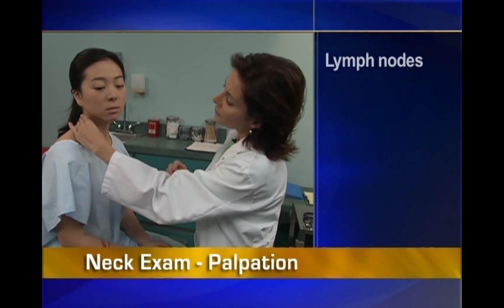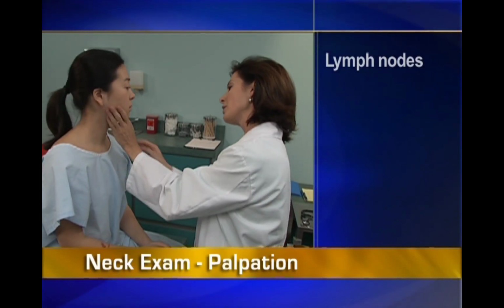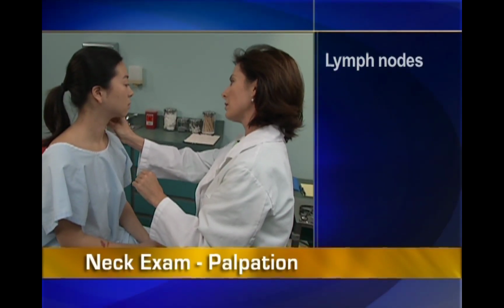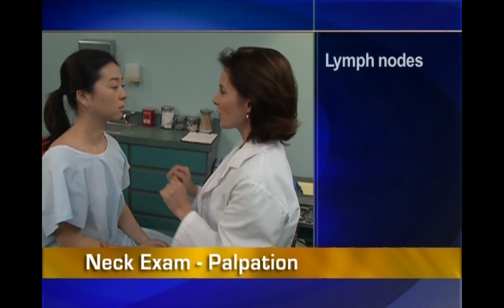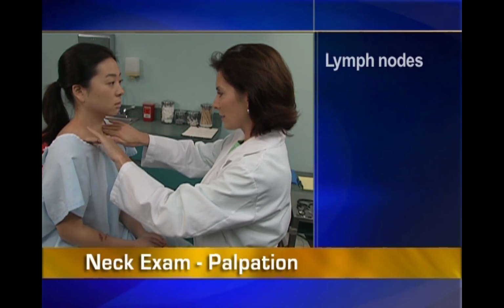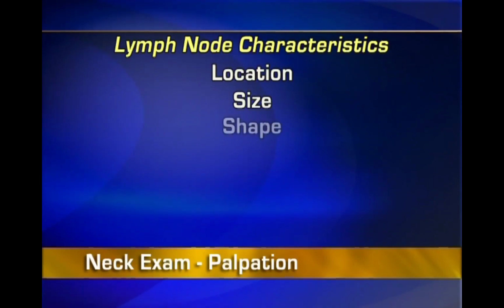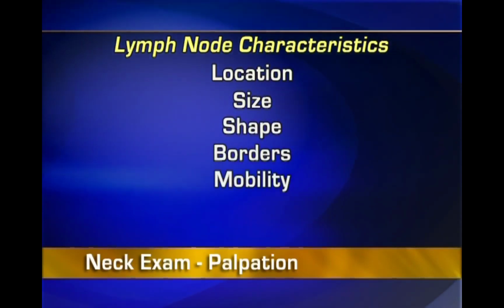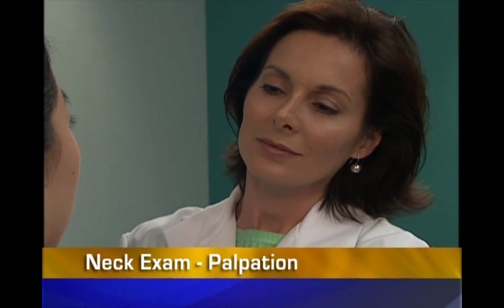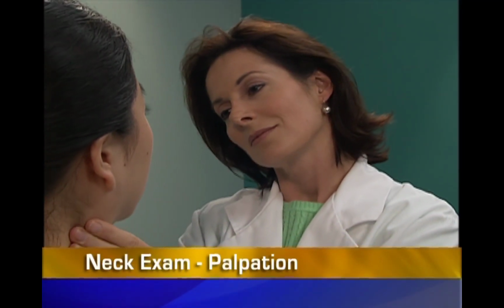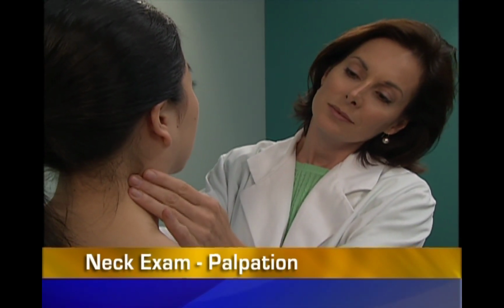Okay, now turn your head just a little. Deep cervical chain. Okay, to the other side, please. Posterior cervical nodes. Now shrug your shoulders for me. And supraclavicular nodes. Great, thank you. If any nodes are palpable, note their location, size, shape, borders, mobility, consistency, and tenderness. Normal cervical nodes should feel small, less than 1 centimeter, movable, discrete, soft, and non-tender.